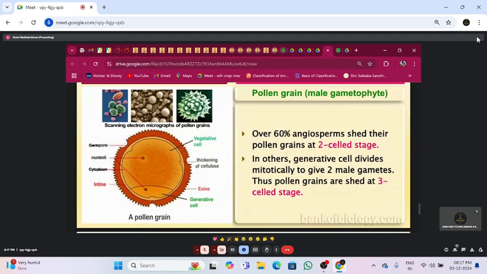Over 60% of the angiosperms shed their pollen grains at the two-celled stage. In the remaining plants, the pollen grains are shed at the three-celled stage.